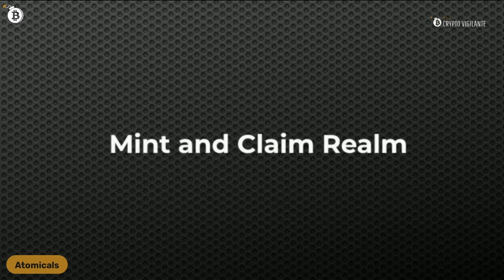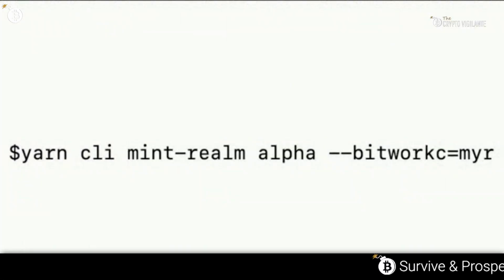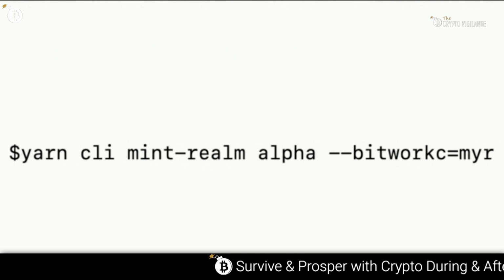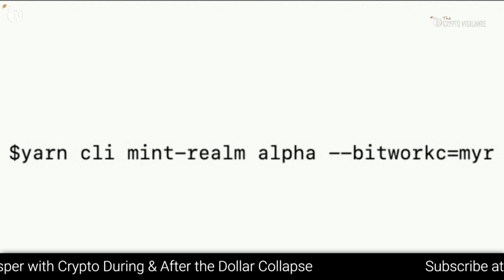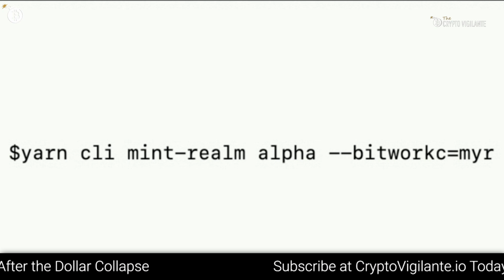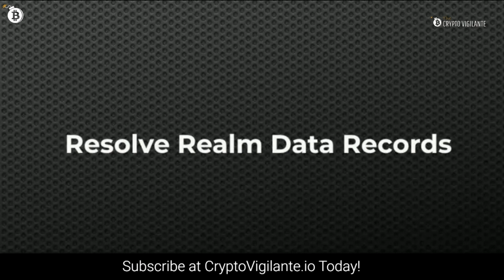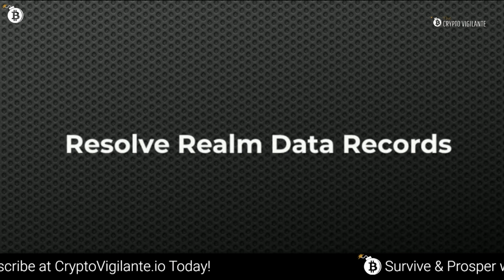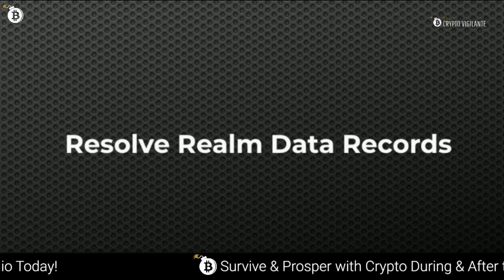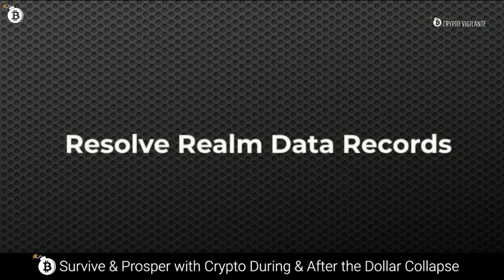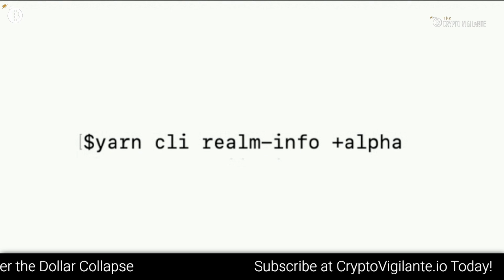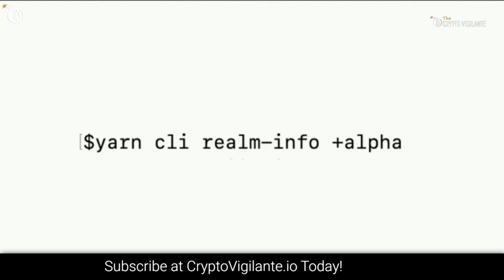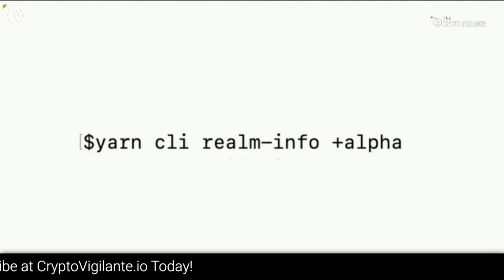Let's show how we can mint and claim a realm. CLI, mint realm, alpha, and we attach our familiar Bitwork to slow down the registrations. That's all we'd have to do. I'm not going to go through paying the QR code, but that's all it is for the command to create and claim your own realm. To resolve the data, like a DNS whois query, just go CLI realm info. And we use the plus alpha to get data about it.